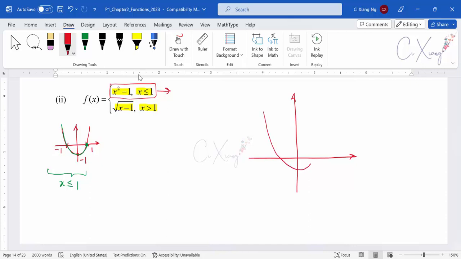Okay, then going up and stop here. So I will label this as 1. This one will be a negative 1, and this is also a negative 1. So this part of the graph is y equals x squared minus 1.